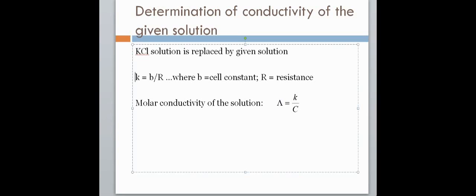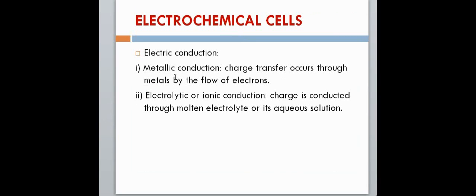Let's move on to another concept, about cells, different types of cells. So let's begin with that. In this chapter, we'll be studying electrochemical cells. Electrochemical cells are the cells which convert electrical energy into chemical energy and chemical energy into electrical energy.